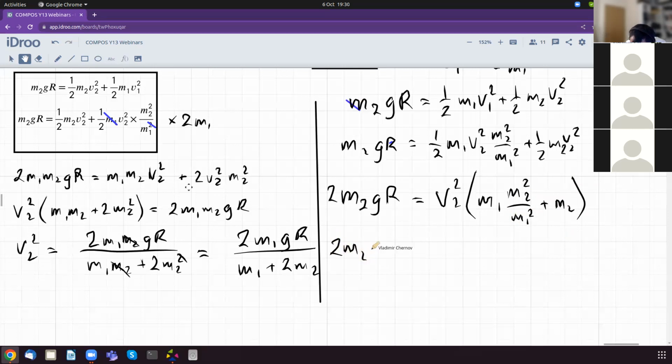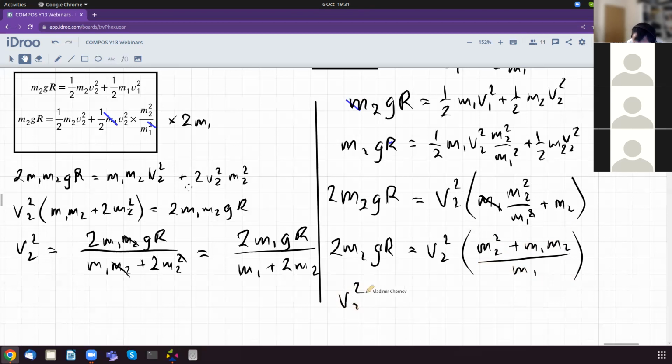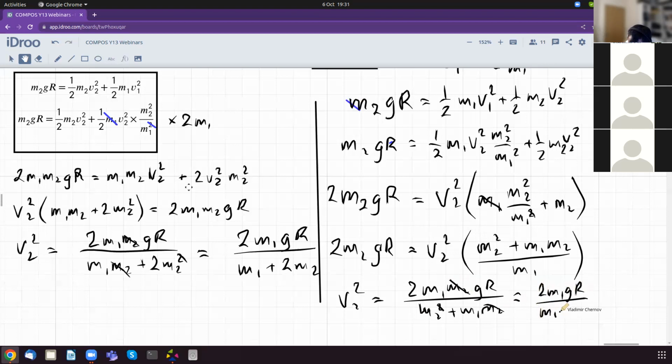Okay, so 2 M2 g R equals, so M1 cancels, you get V2 squared, open bracket, M2 squared plus M1 M2, divided by M1. So V2 squared is equal to 2 M1 M2 g R divided by M2 squared plus M1 M2. Okay, M2 cancels, and you're left with 2 M1 g R over M1 plus M2.